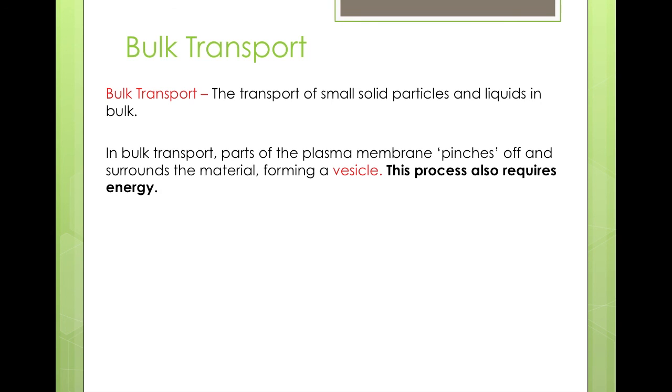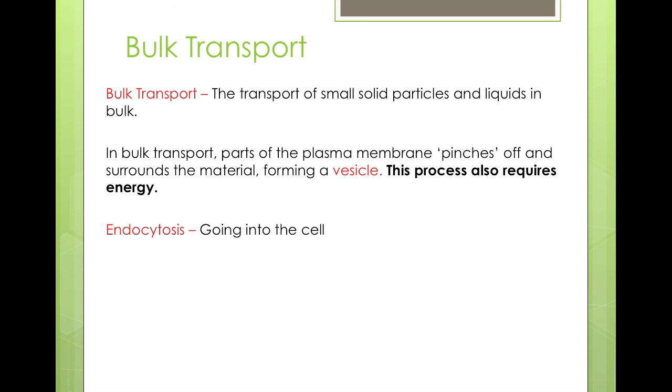And what it does is a part of the plasma membrane actually pinches off and surrounds the material, forming a vesicle or a package. This movement requires energy, but it allows the cell to collect large amounts of the material. Okay, bulk transport comes in two parts.